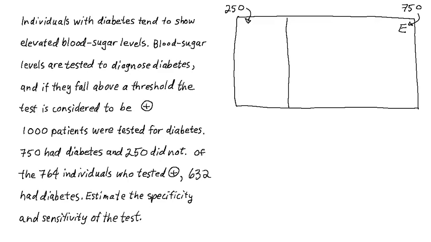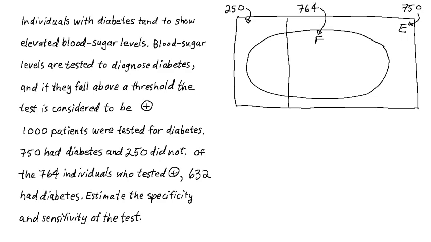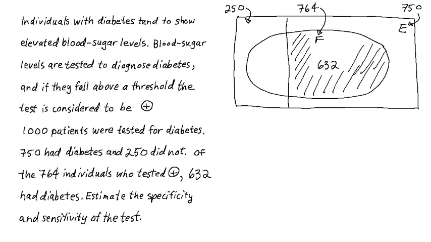We also observed the event F 764 times. That is to say, a positive test was returned in 764 of our repetitions. 632 of these positive results intersect with E, and 132 positive results do not.